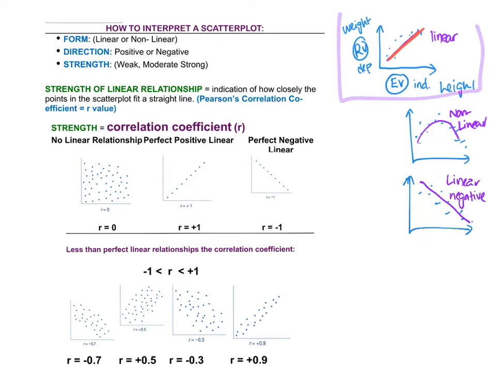You can even dot point it. You don't have to write any big long sentences. When they say describe it, dot point linear, dot point positive or negative, whatever.